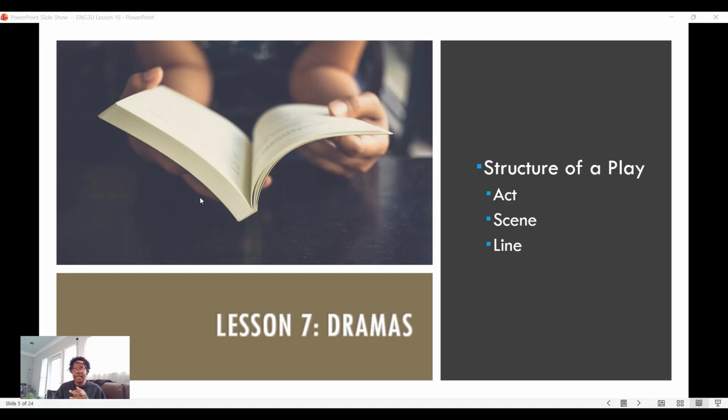And so, lines or dialogue are the written or spoken conversational exchanges between two or more people within scenes in the play. In act one, scene one, we see the witches, the three witches or weird sisters, right? They're having dialogue and conversation, and so that's what we see.